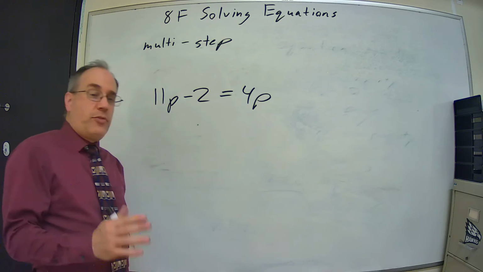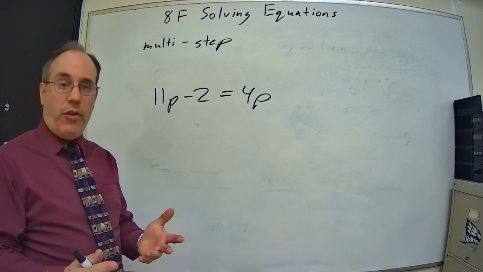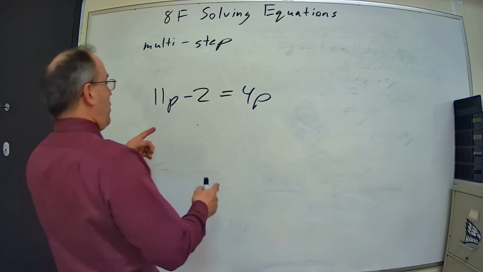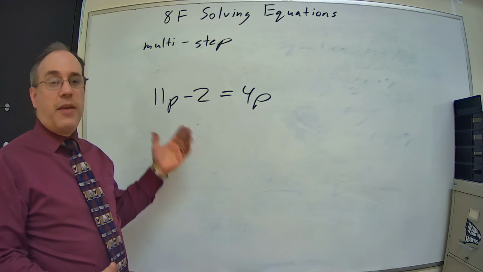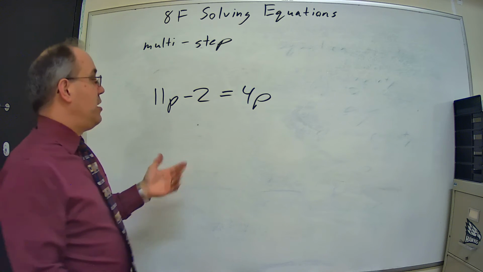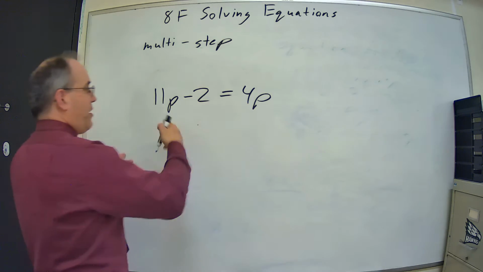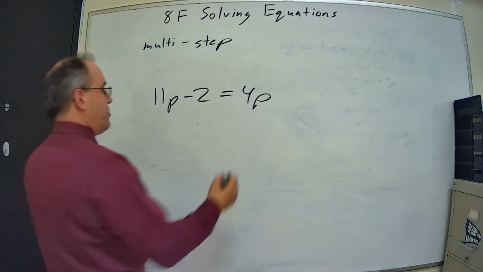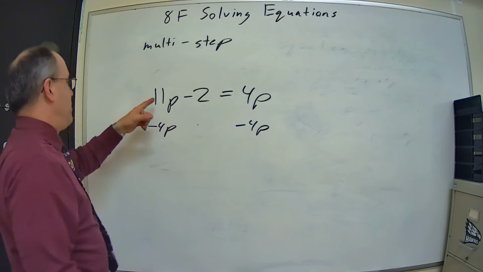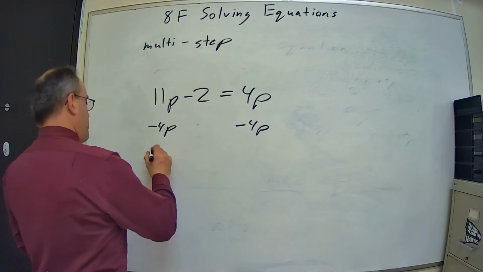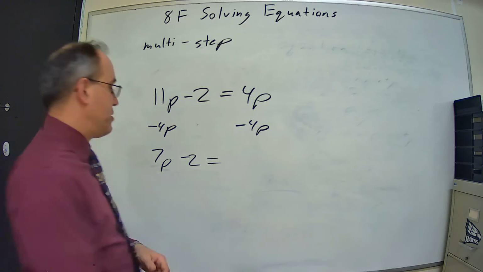Now, this is where you have to be careful. There's a couple different ways we can do this. I'm going to go both ways to show you the pitfalls of either one of them. So first of all, I see 11p and I see 4p. I like to combine them in such a way that they stay positive. That's my preference. So in this case, I would say, well, to get them together, I'm going to subtract the 4p, because 11p minus 4p is still going to give me a positive number. So minus 4p, minus 4p. So 11p minus 4p gives me 7p minus 2 is equal to 4p minus 4p is 0.